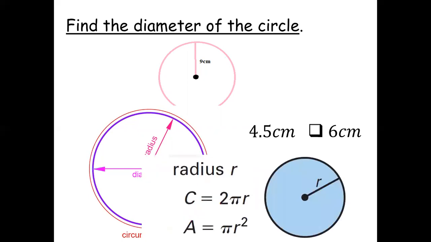Right, so let's move on to here are the formulas. If this is the radius, then the circumference is going to be 2 pi r, and the area is going to be pi r square. So these formulas are very important.